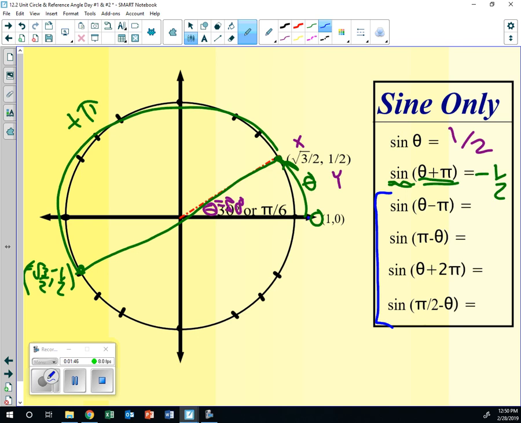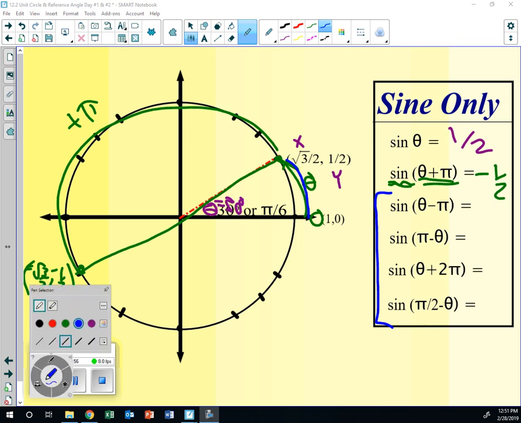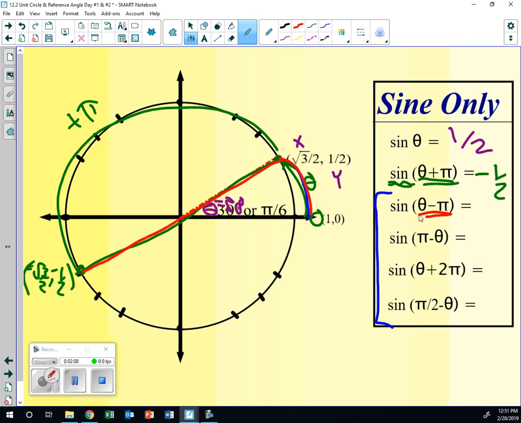Will you go ahead and see if you can use the same thinking to find each of these? This starts at 0, goes to theta, and then adds or subtracts pi, pi minus theta. Just do all of those. See what you come up with. So for the first one, we're going to start at theta, which is here, and then go back pi. In the backwards direction, we still end up in the same place. So what's the sine going to be? Negative 1/2.